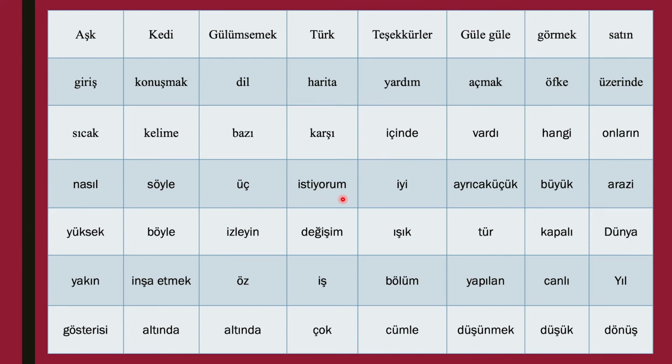İstiyorum, iyi. Here, these are two different words. We have the first one, ayrıca, and the second one is küçük. So by mistake, I've put them together. Ayrıca, küçük, büyük, arazi.